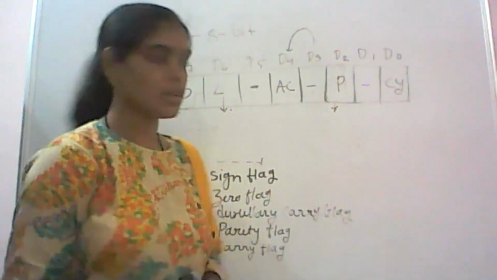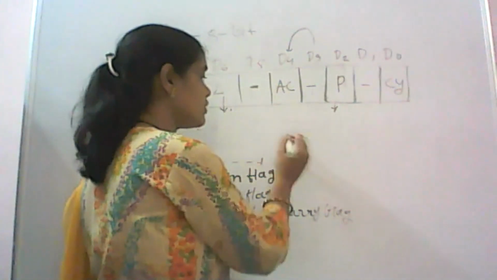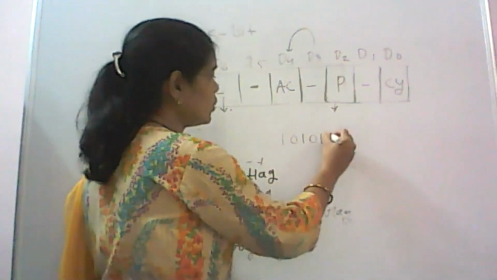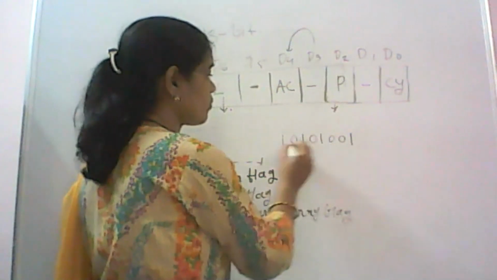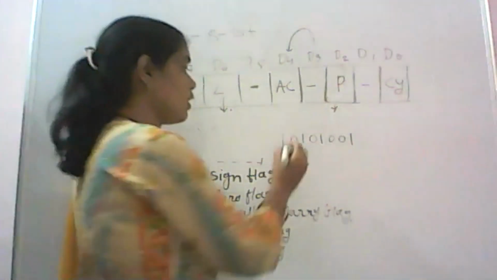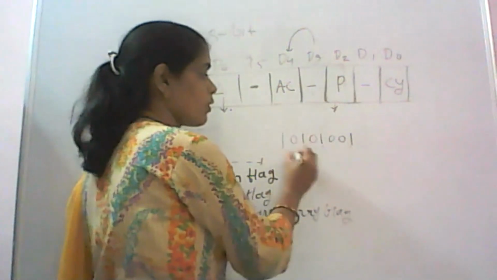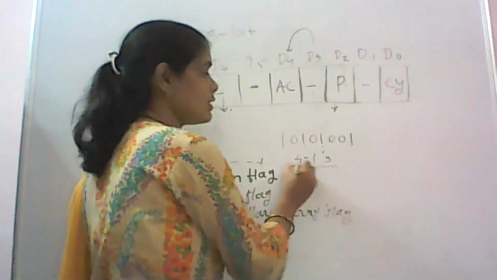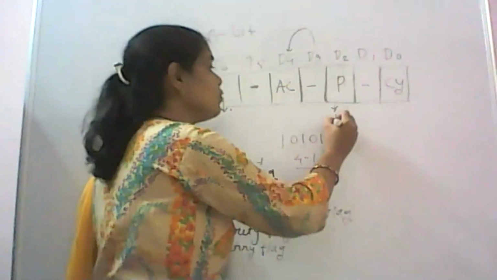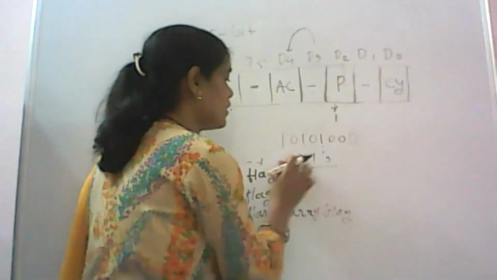Otherwise, it is reset. For example, अगर आपके accumulator में result store है 1 0 1 0 1 0 0 1. Okay. So count the ones: 1 2 3 4. Okay. 4 ones present in this number. So parity flag set to 1. अगर यहाँ पे 0 होता, यहाँ पे कितने ones है? 3.